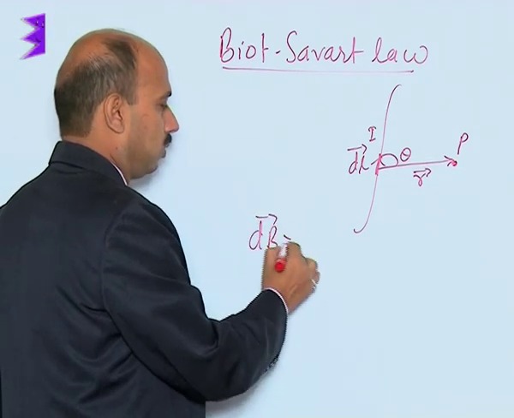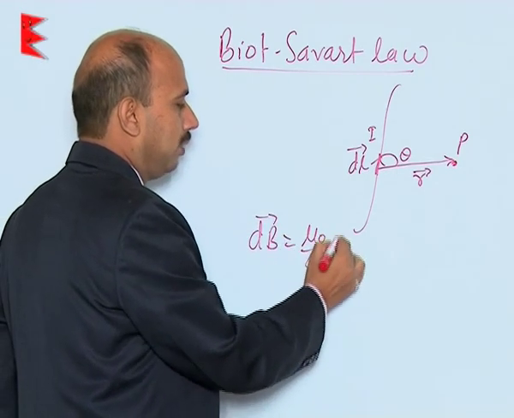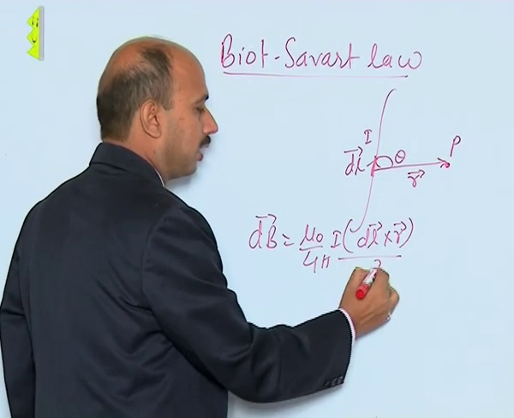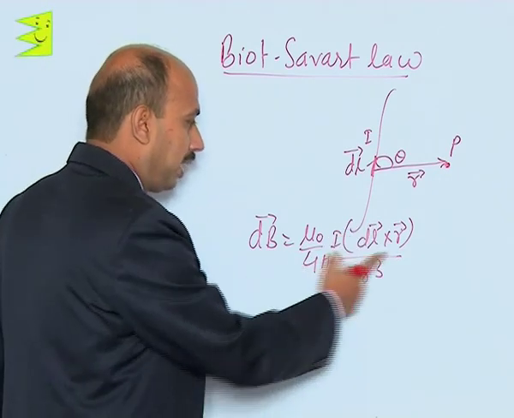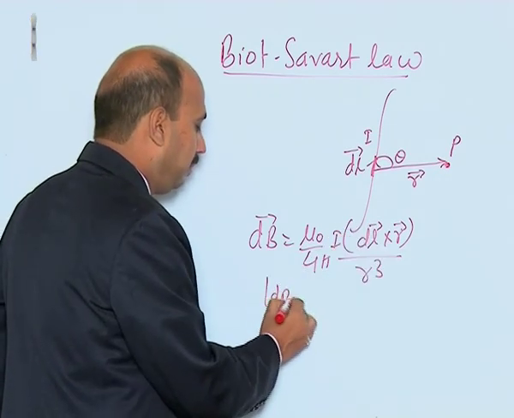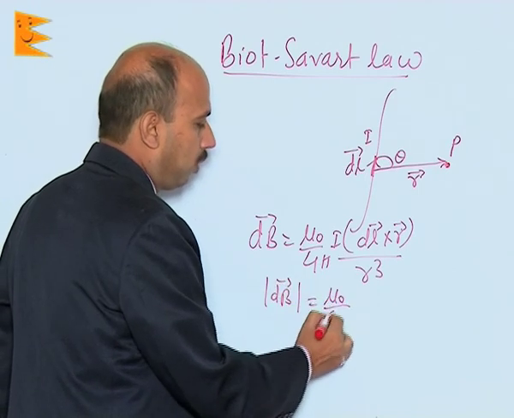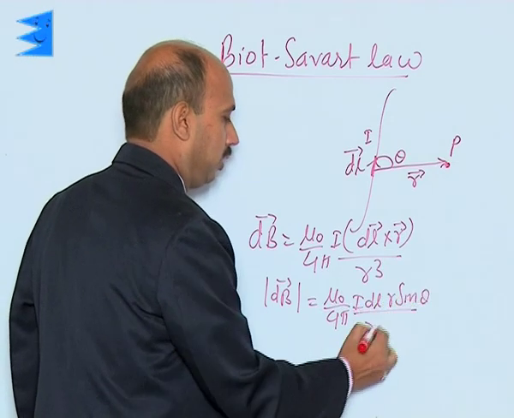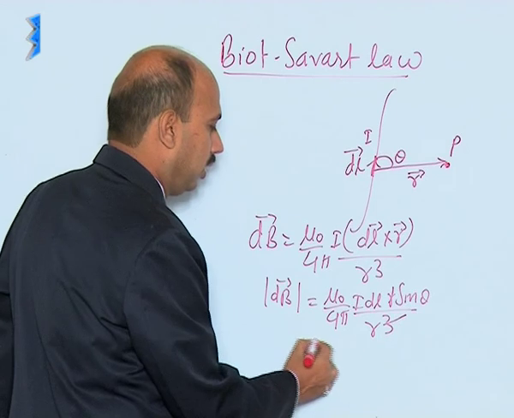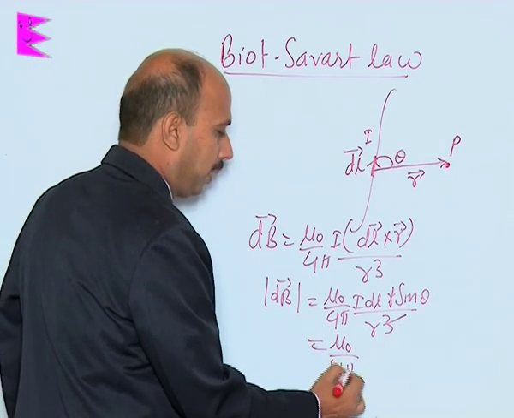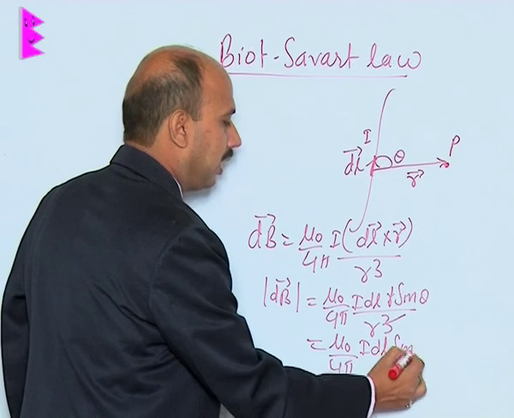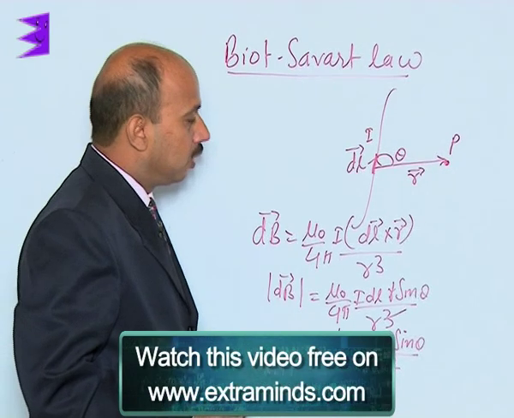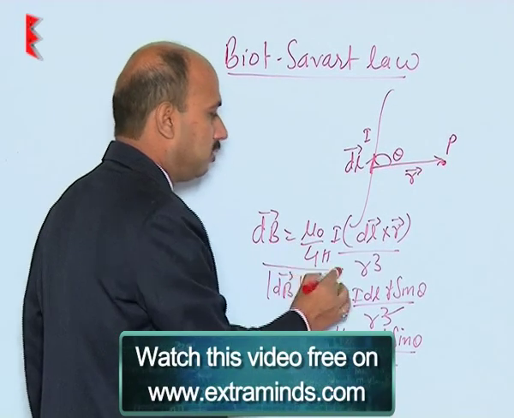dB is equal to mu naught upon 4 pi, I dl cross r upon r cube. The magnitude can be written as dB is equal to mu naught upon 4 pi, I dl r sin theta upon r cube. This r is cancelled here, so we can write mu naught upon 4 pi, I dl sin theta upon r square. So according to Biot-Savart law, the magnetic field at point P is given by this expression.